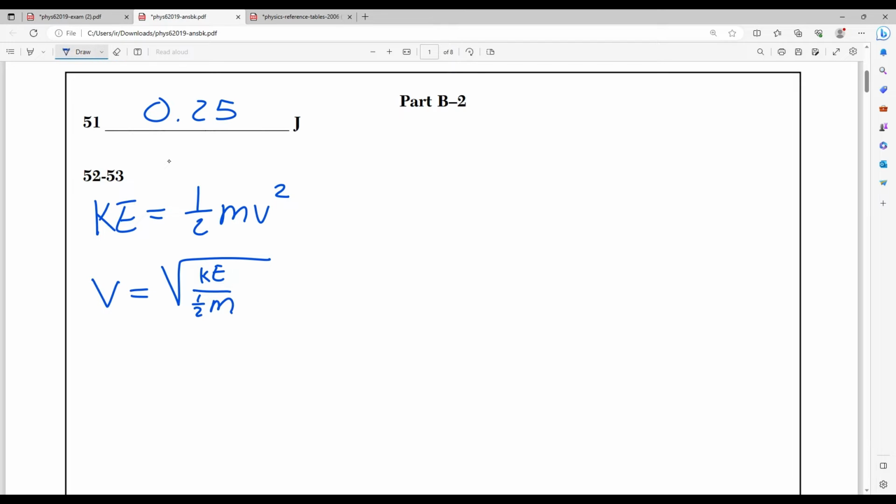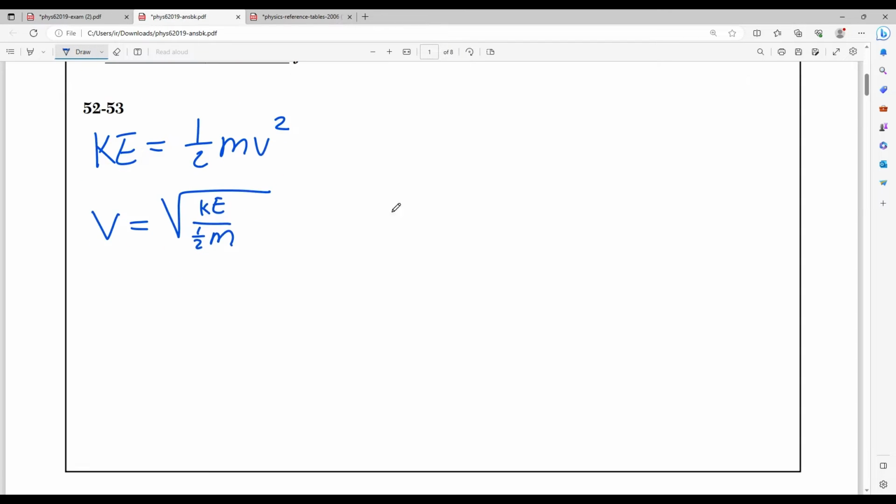And now that I have it in terms of v, one of the last steps I have to do is just plug in my units. I'm going to leave v blank, but I'm just going to plug in my terms. So I'm going to have 0.25 joules divided by 1/2 times the mass, which is 0.10 kilograms. And this is it. This is the substitution with units.